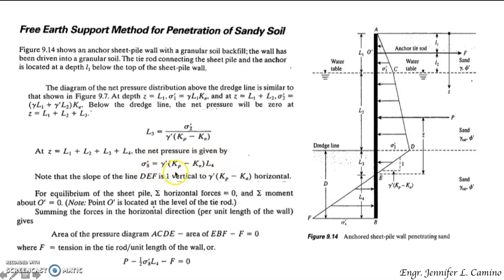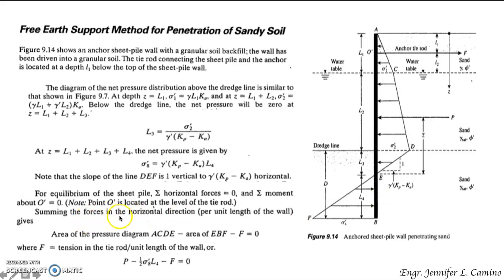So we have here sigma sub A. You have to take note that the slope of the line DEF is 1 vertical to gamma prime times K sub P minus K sub A horizontal. So the slope of this line DEF is equal to 1 vertical, and horizontal is gamma prime times K sub P minus K sub A.